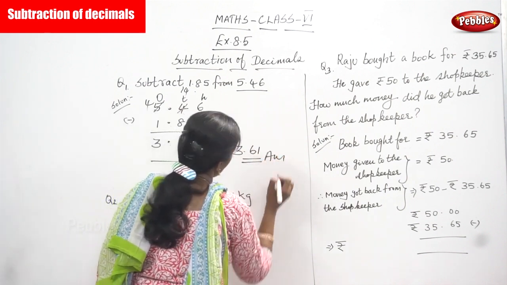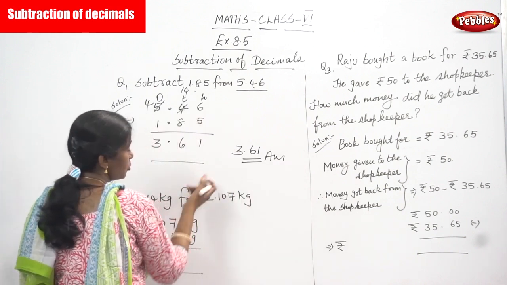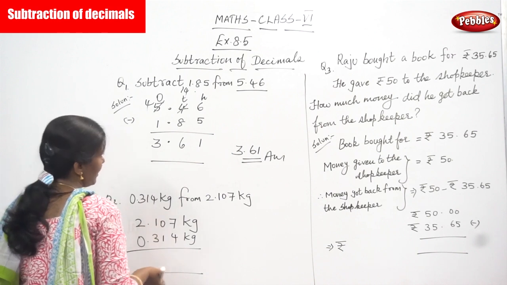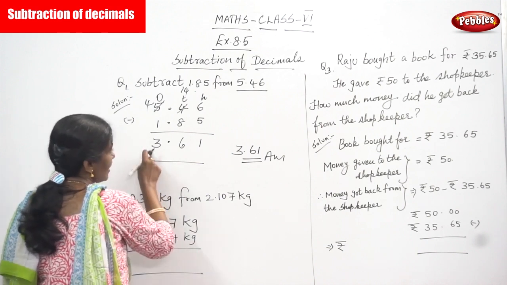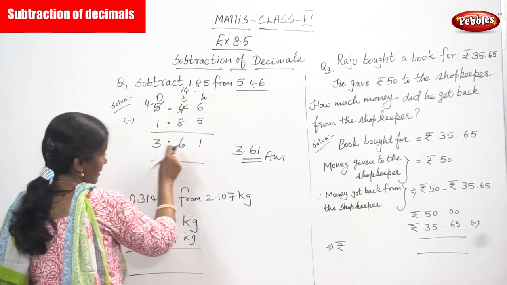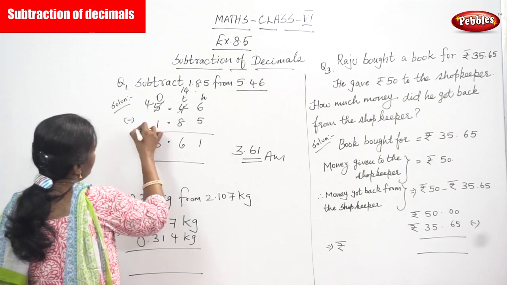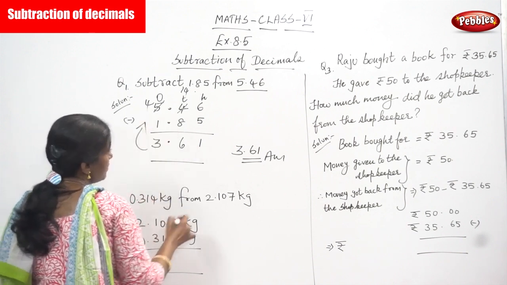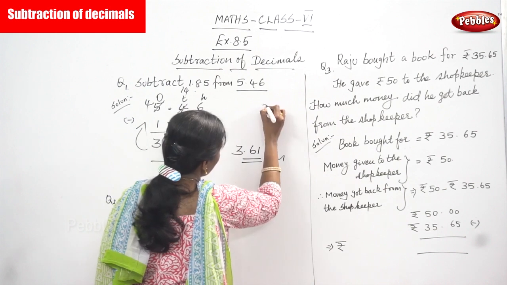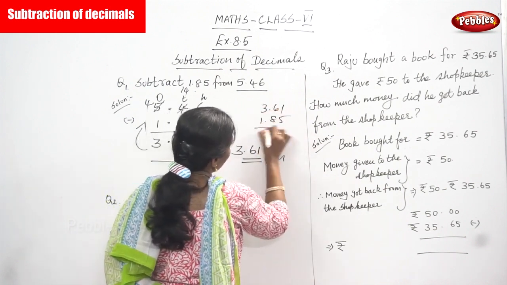If you want to know whether the answer is right or wrong, you have to use the check method. That means you take the answer you got and add it to the second number: 3.61 plus 1.85. Then you can get the original question.